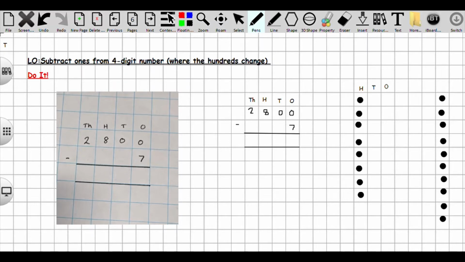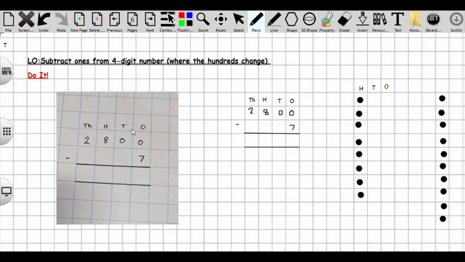Today your learning objective is to subtract ones from 4-digit numbers, and this is where the hundreds change. Okay, so you may face lots of questions like this when you come to your do it. Don't be intimidated and don't worry if you get stuck. I will try and explain this as best as possible. You may want to listen and watch this video a couple of times just to make sure that you definitely understand exactly what I'm talking about today.